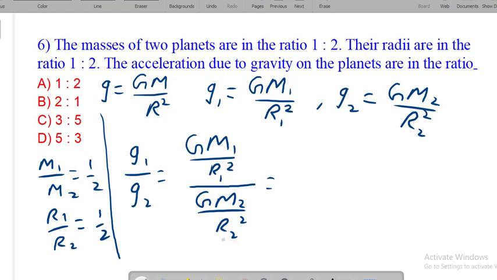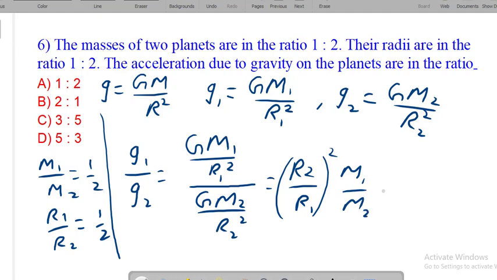G gets cancelled out, and this r2 goes up, so what we have is r2 upon r1 the whole square, and here we have m1 upon m2. So here r1 upon r2 is 1/2, so r2 upon r1 is 2, and 2 square into m1 upon m2, which is 1/2. So 2 square is 4, 4 into half is 2, so what we get is 2. So finally what we have is g1 upon g2 is 2/1, which is 2:1. So B is the answer for this case.